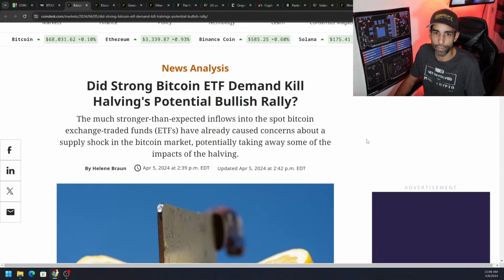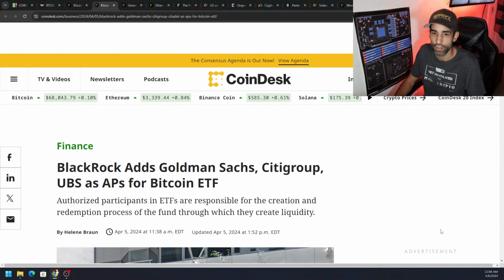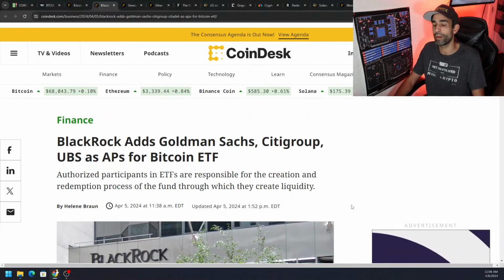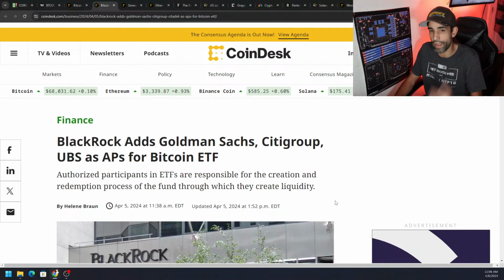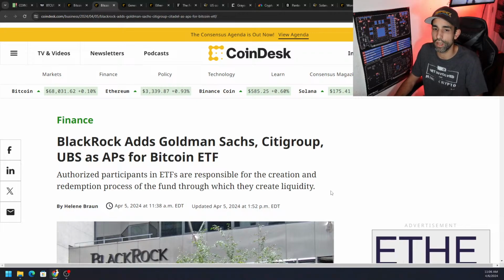Then we got an article here. Did strong Bitcoin ETF demand kill the halving potential bullish rally, right? Is the ETF killing the bullish rally that we could have had, that we should have had, what I've been normally talking about and expecting to have? We should have been down right now going into the halving, and then we pump 3 months after the halving, like the normal trend. But because the ETF has changed and there's so many different variables involved, did it kill it? We'll talk about that.